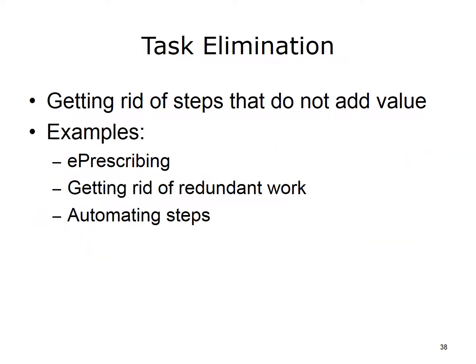Task elimination is probably what most people think of first when they hear the words process redesign. It means getting rid of steps that do not add value, i.e., the unproductive work. Examples: e-prescribing eliminates a significant number of steps. Getting rid of redundant work does too. Automating steps effectively eliminates tasks that humans need to do, and control relocation also can eliminate tasks that office staff need to do.